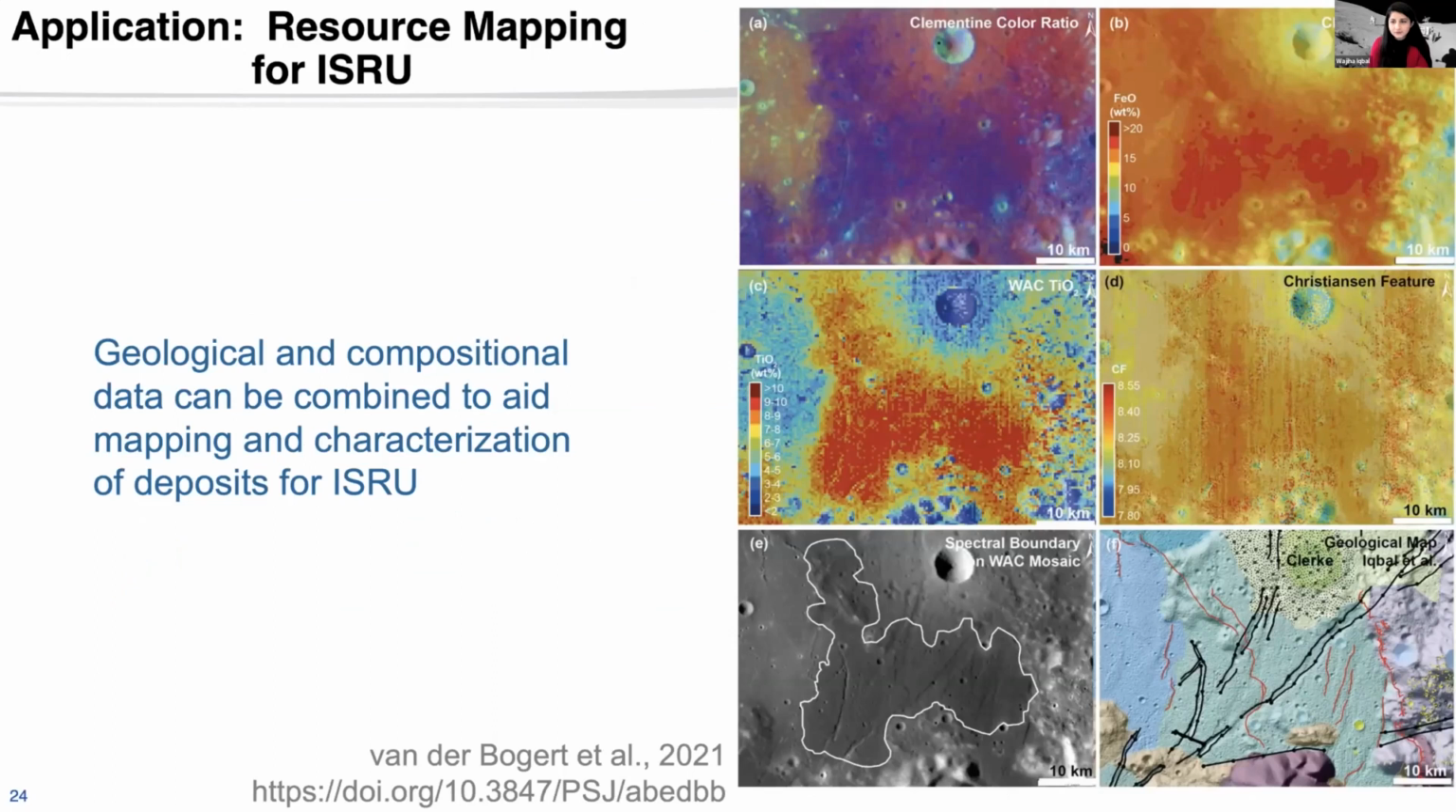In addition, like you have already seen, geological maps are used for traverse planning and for landing planning. And this is another paper from Caroline, where they estimate the size of pyroclastic deposits for ISRU measurements, and of course now we do have good spectral data, so we can also do such estimations.